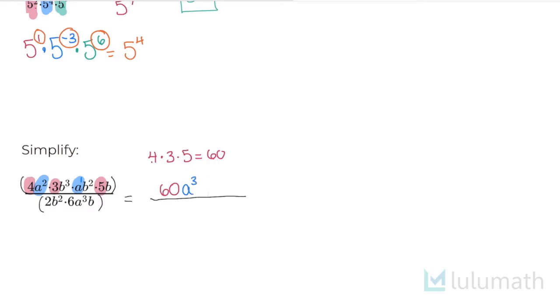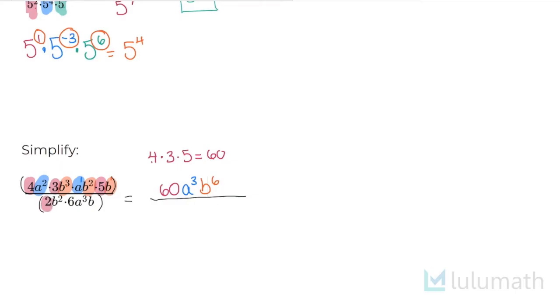Then I will look at my b values. So I have b to the power of 3, b to the power of 2, and b to the power of an invisible 1. And so when I do 3 plus 2 plus 1, I get b to the power of 6. Let's do the same thing in my denominator.